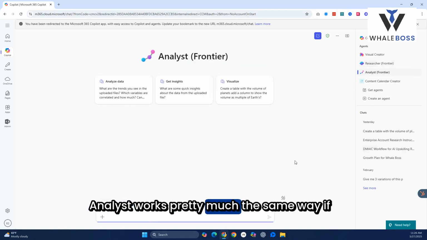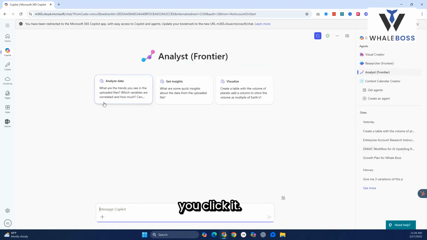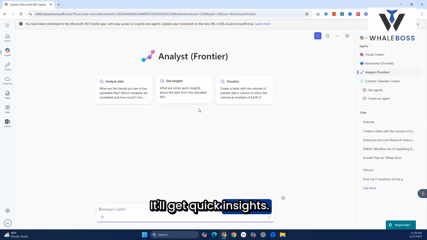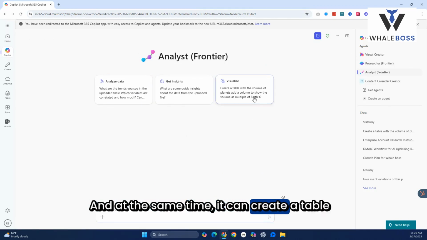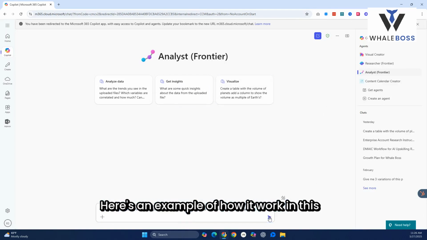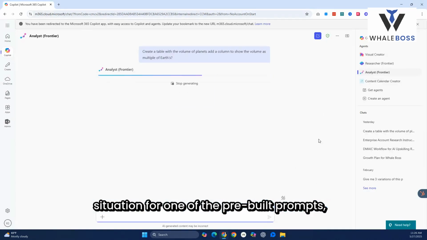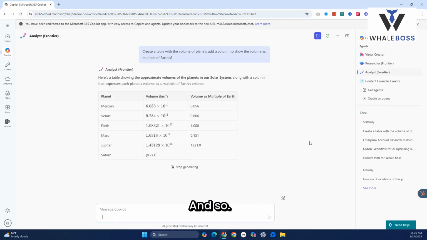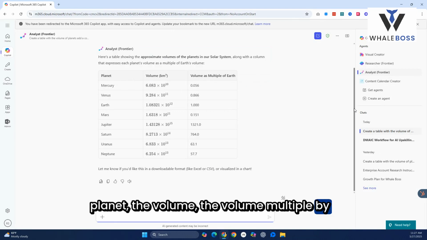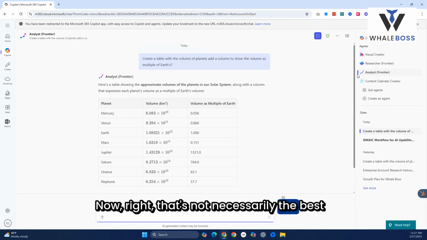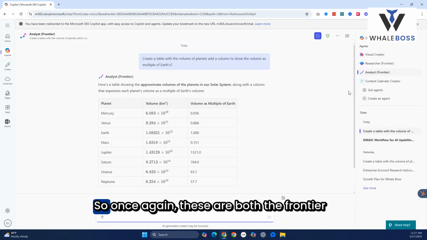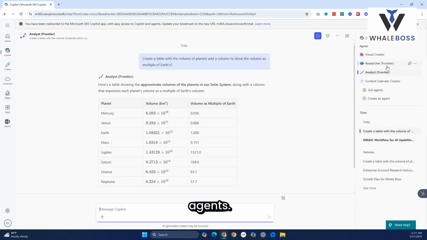Analyst works pretty much the same way if you click it. As you can see, it looks at uploaded files, it looks at quick insights, and at the same time, it can create a table with the volume of planets. Here's an example of how it would work for one of the pre-built prompts. Obviously it breaks down the planet volume multiplied by Earth. Now, that's not necessarily the best business use case, but you get the concept of how it can work super fast. So once again, these are both the frontier agents.